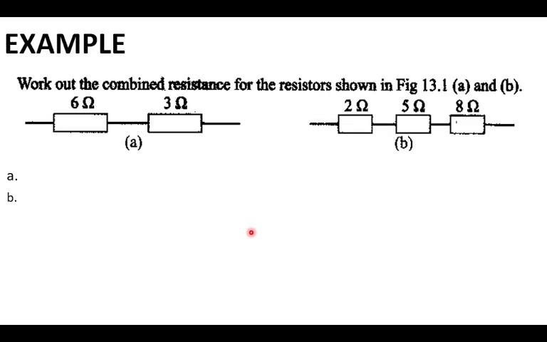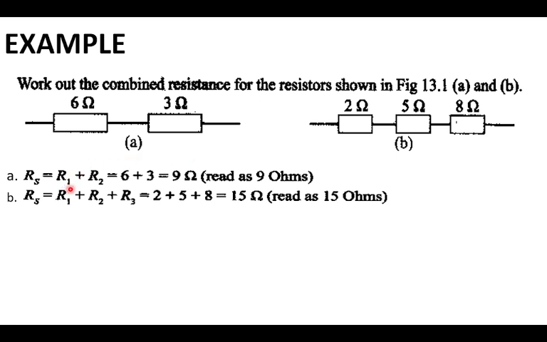Let's appreciate this in an example. Work out the combined resistance for the resistors shown here. So we have the first one here, 6 ohms plus 3 ohms. Since these two resistors are in series, the total resistance is simply the sum of the two. So in this case, it will be 6 plus 3 ohms, which is 9 ohms. You do the same here. You add 2 ohms plus 5 ohms plus 8 ohms. That should give you 15 ohms, as shown here.